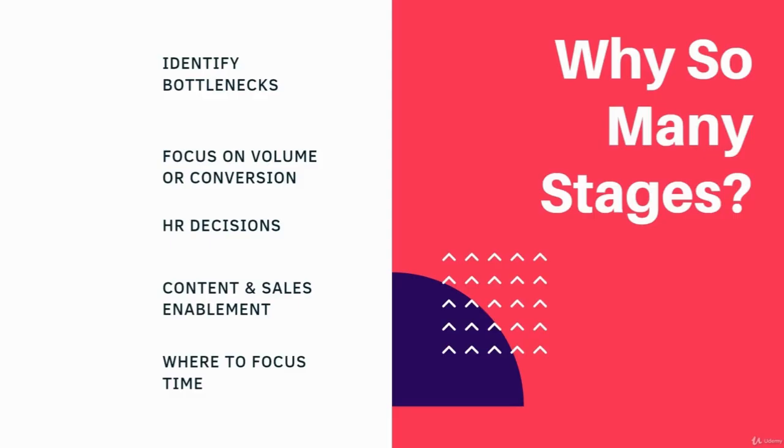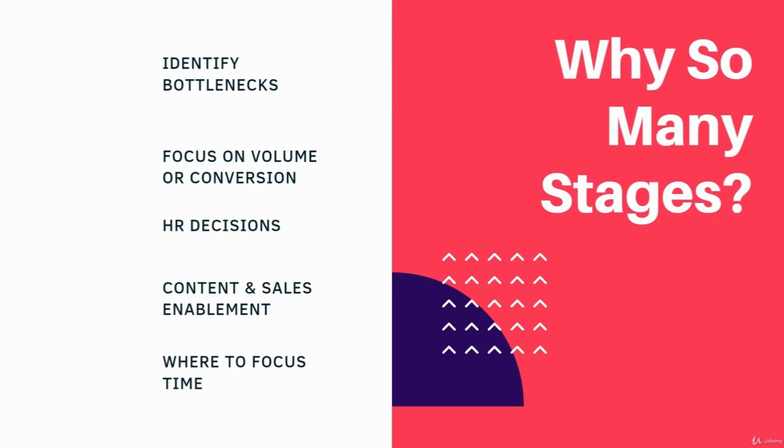Okay, so why do we have so many stages? Why not a minimalist approach? Because the granularity gives us advantages. You can identify bottlenecks in your pipeline at any given lead stage. Maybe not enough engaged leads are becoming MQLs. You can identify whether your problem is primarily one of conversion or one of lead volume. If MQLs drop, and so too do engaged leads, then the problem is probably the volume of engaged leads.